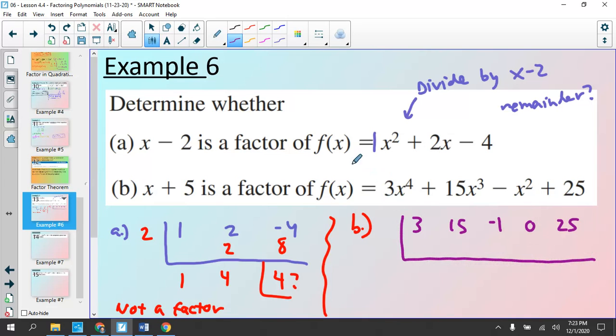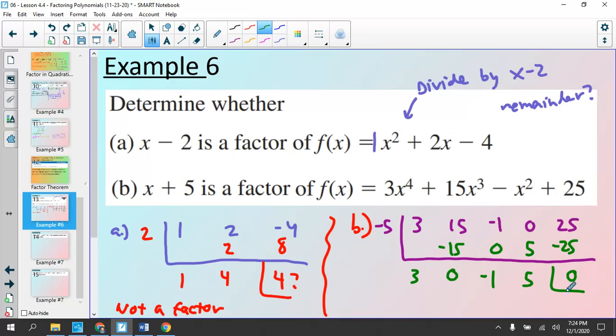All right, and then we're checking. I want to check, does negative 5 work? When I divide by this, I'd actually be using a negative 5 right here. So let's do it. Drop down the 3. Negative 5 times 3 is negative 15. Now, just this right here is 0. That doesn't mean anything. We've got to get to the end. It doesn't mean that it's going to be zeros the rest of the way either, because we're going to add. Negative 5 times 0 is 0. Negative 1 plus 0 is negative 1. Negative 5 times negative 1 is 5. 0 plus 5 is 5. And then 5 times negative 5 is negative 25. Look at that. I got a 0.